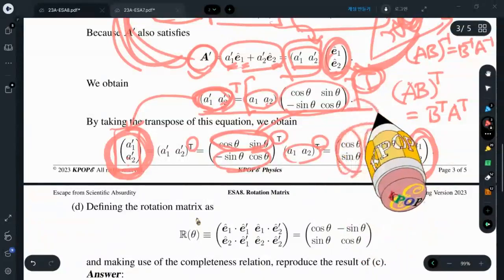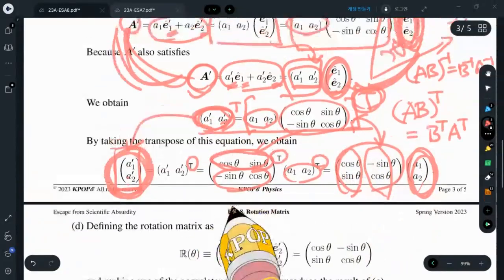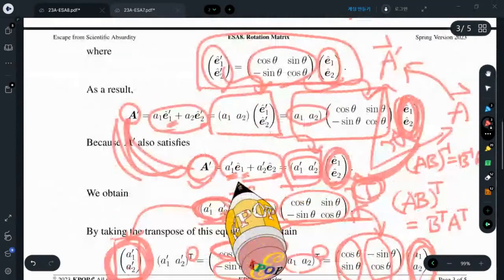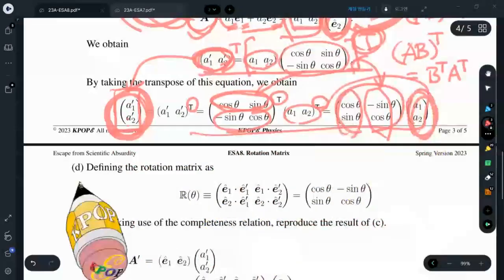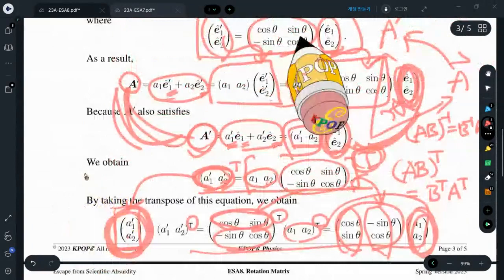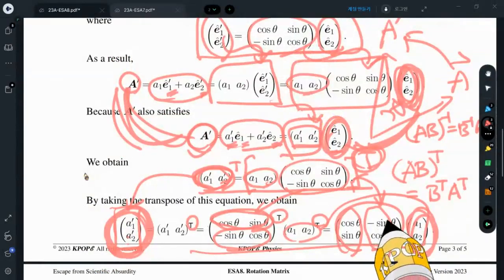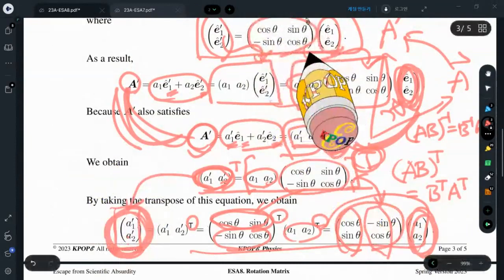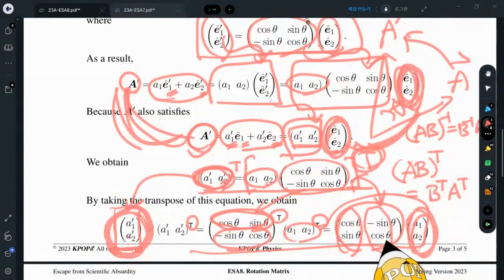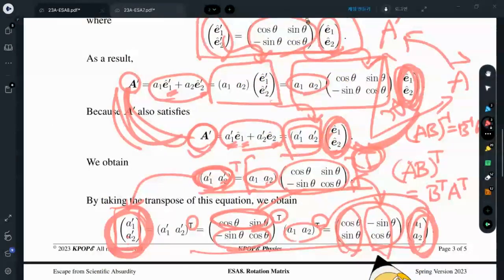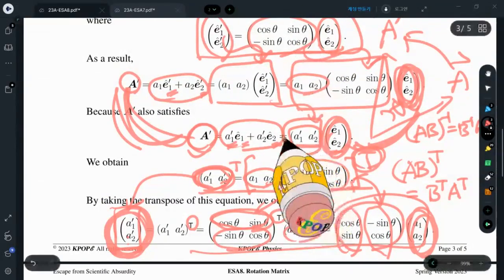You have noticed that there are two rotation matrices: the rotation matrix for the basis vectors and the rotation matrix for the coordinates. They are very similar but different. They have a relationship that this transpose is this. So this is for the passive, and this is for the active. In physics, we prefer active.